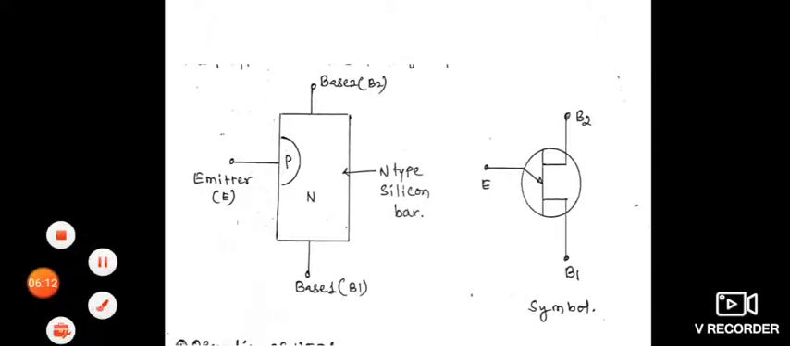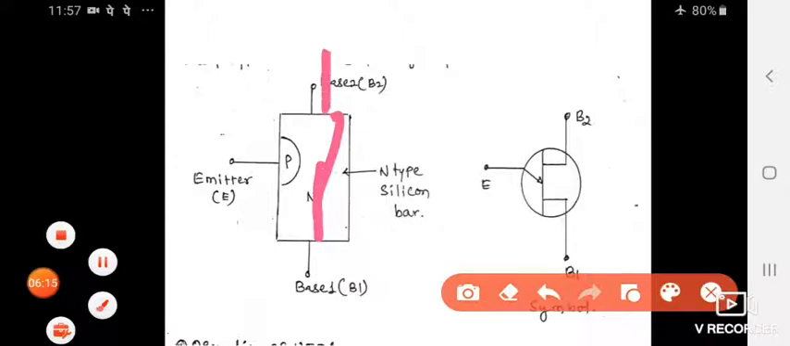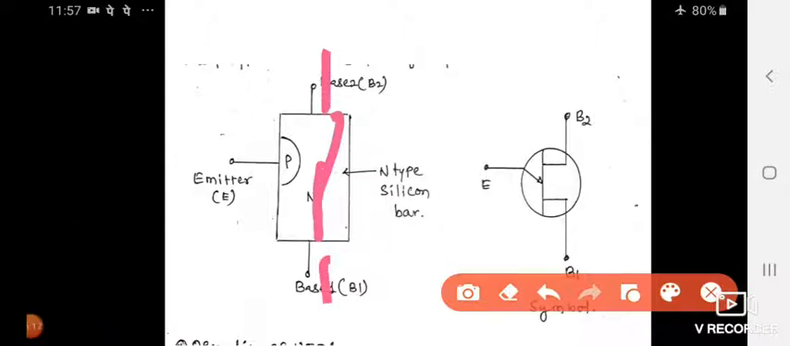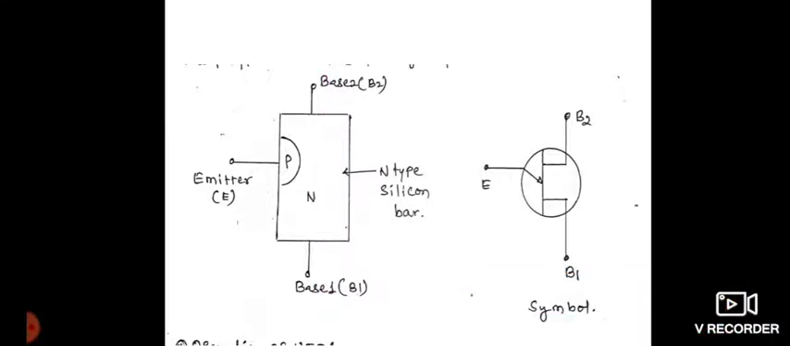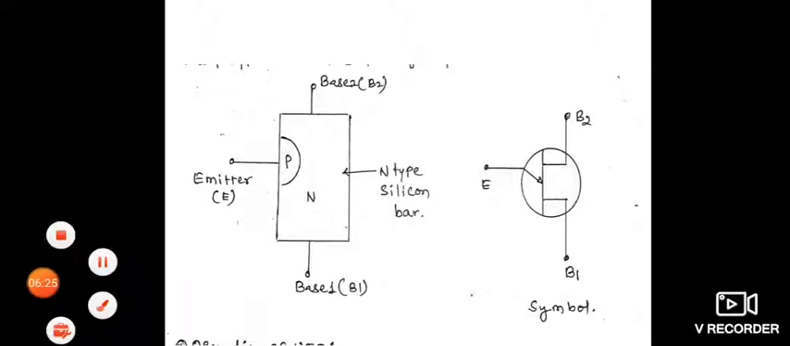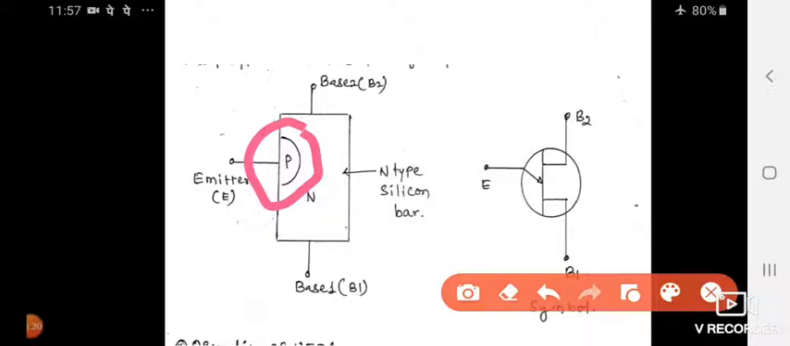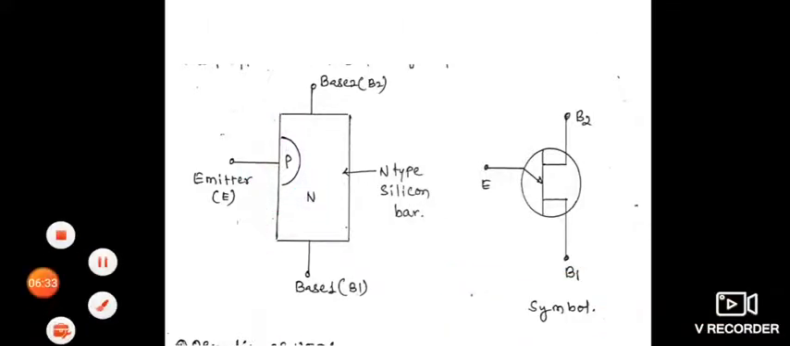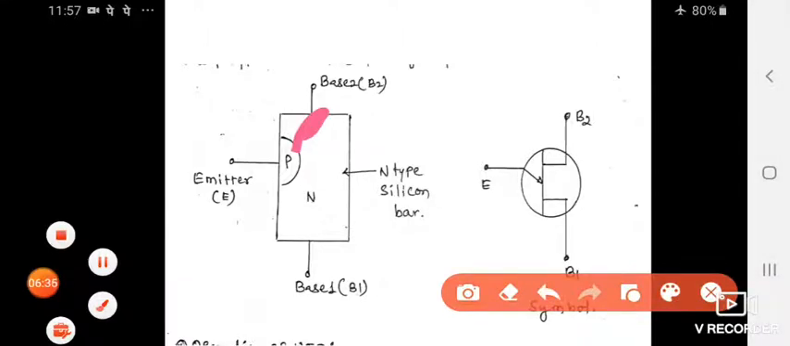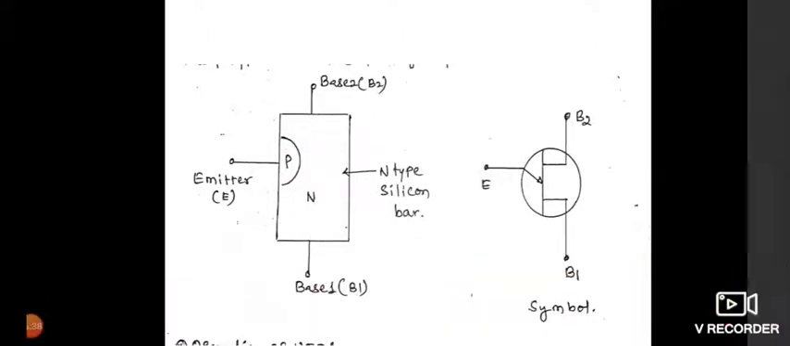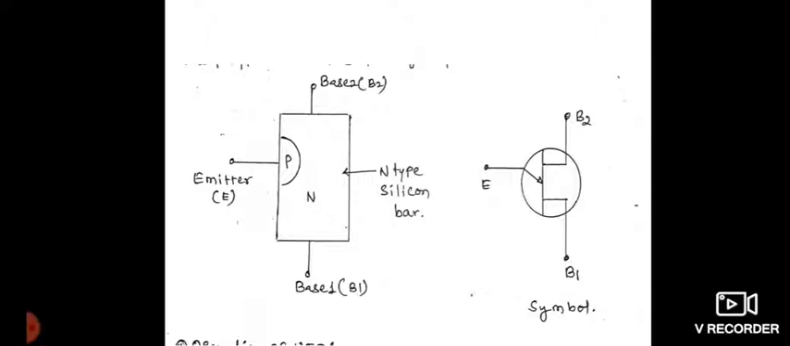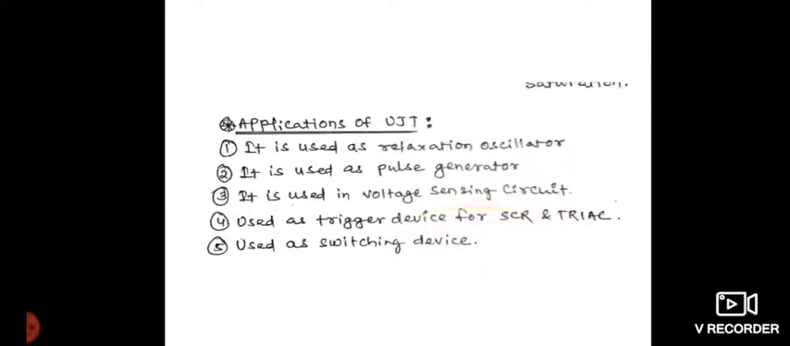This is the N type bar. On two sides of the N type bar, two terminals are taken out. Those terminals are the base terminals, base 1 and base 2. Now a PN junction is formed on this N type bar, and that PN junction is very near to B2 compared to B1. Symbolically the UJT can be shown like this. Refer to the diagram here.